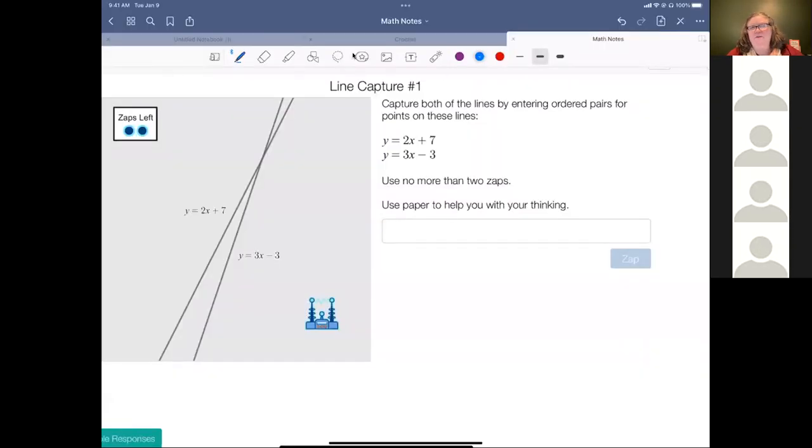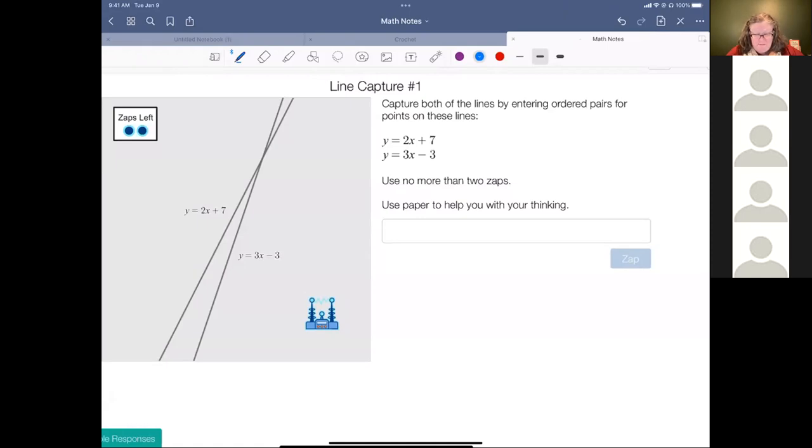So I've been watching you all try this, and I can sense that there's some guessing and checking, trying to see if you can put a number in for x and make that 2x+7 equal a y, and then see if you can make that same thing work for the second equation. I know that this looks like a lot of work to use the equations, but it's really not that bad if you get used to it.